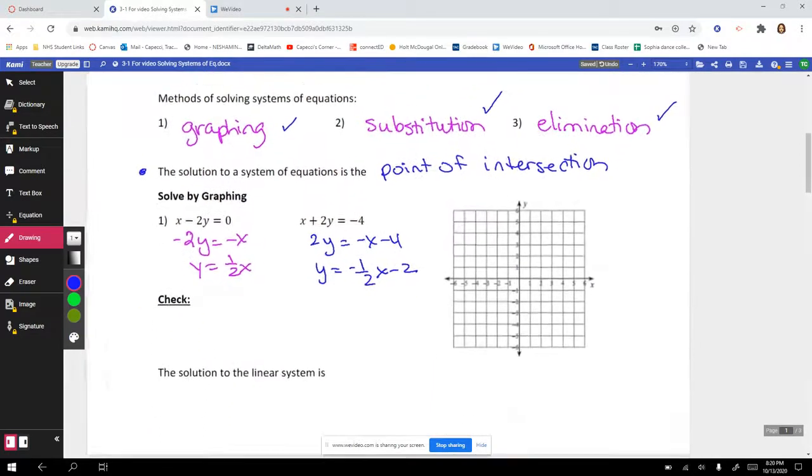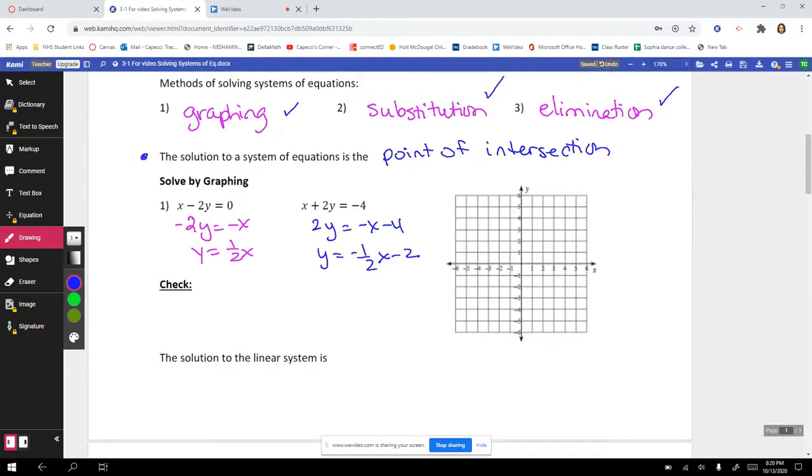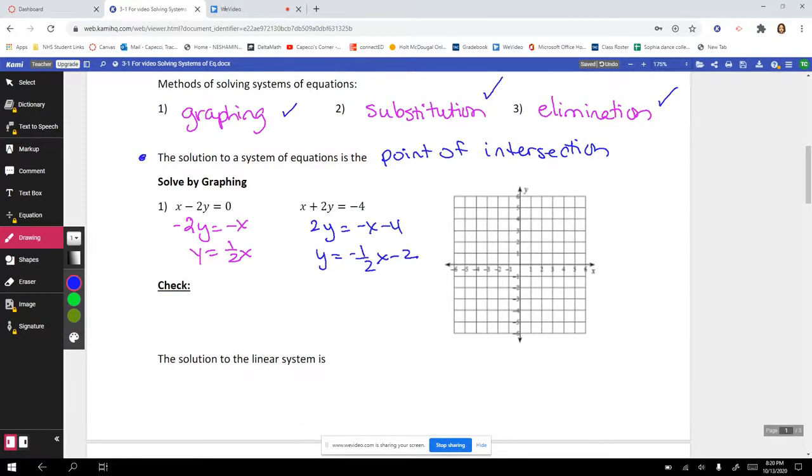So in this first example, the first thing we have to do is put them in slope-intercept form. That's the easiest way to graph. And then we'll see where that point of intersection is. So if I graph the first equation, my y-intercept is 0. I'm going to go up 1 to the right 2, up 1 to the right 2. Also go down 1 to the left 2, down 1 to the left 2.